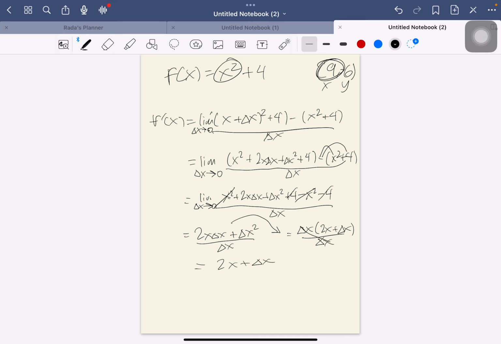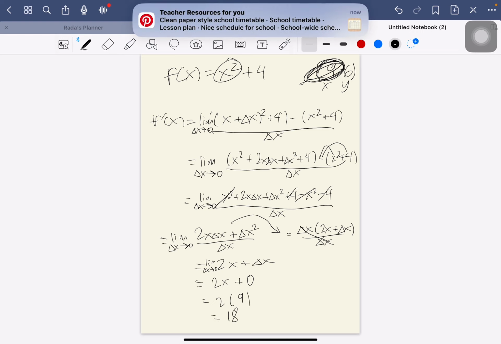Substitute. The limit of delta x approaches 0. So we just substitute, it becomes 2x plus 0. Limit of delta x approaches 0, then equals 0. Then 2 times x, which is the number 9. 2 times 9 is equal to 18.